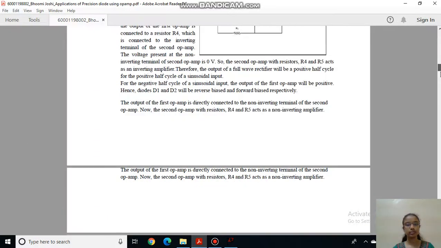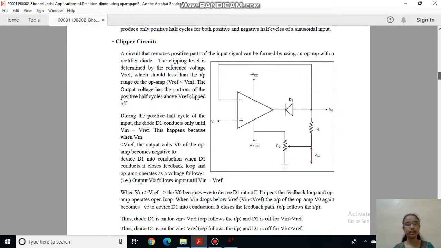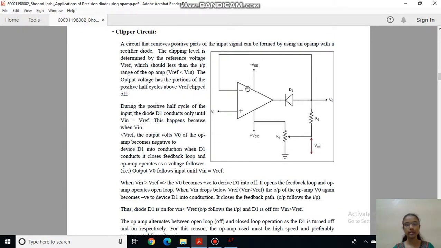So now let us start with our third part, which is the clipper circuit. So this is a clipper circuit. During the positive half cycle, the output of this op amp will be negative. So the diode D1 will conduct, and because of this diode, the output will be the same as our input voltage. This will continue until Vin is less than V reference.